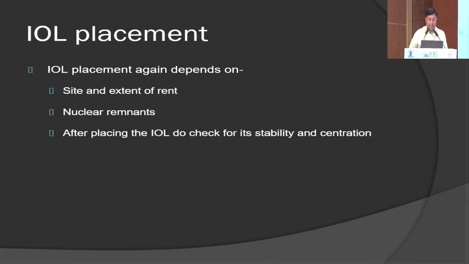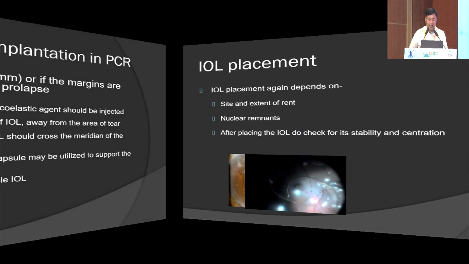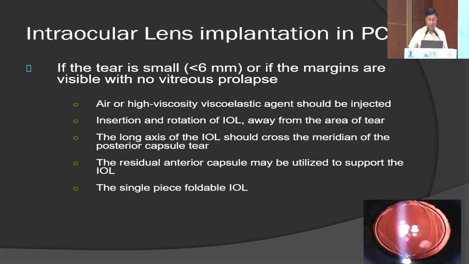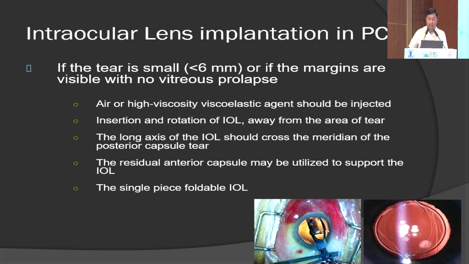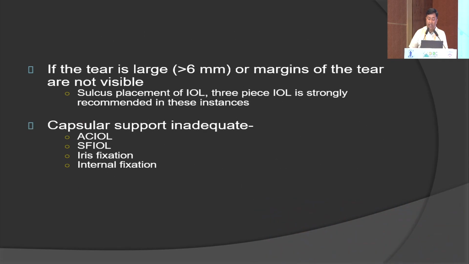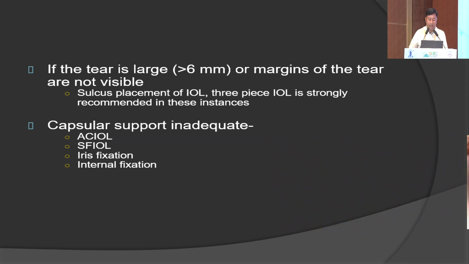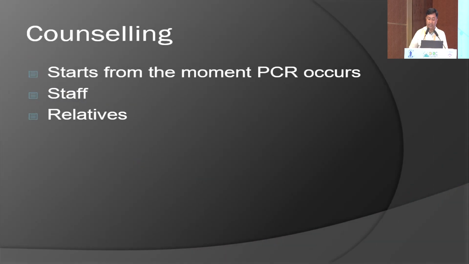IOL placement again depends on the site and extent of the rent. If the tear was small, you can go ahead and put the IOL inside the bag itself. If the tear was larger than 6 millimeters, then a 3-piece IOL is preferred, which is put into the sulcus, and you can do an optical capture in this. And if the capsular support was inadequate, you can go for an AC IOL, SFIOL, iris fixation, or scleral fixation.